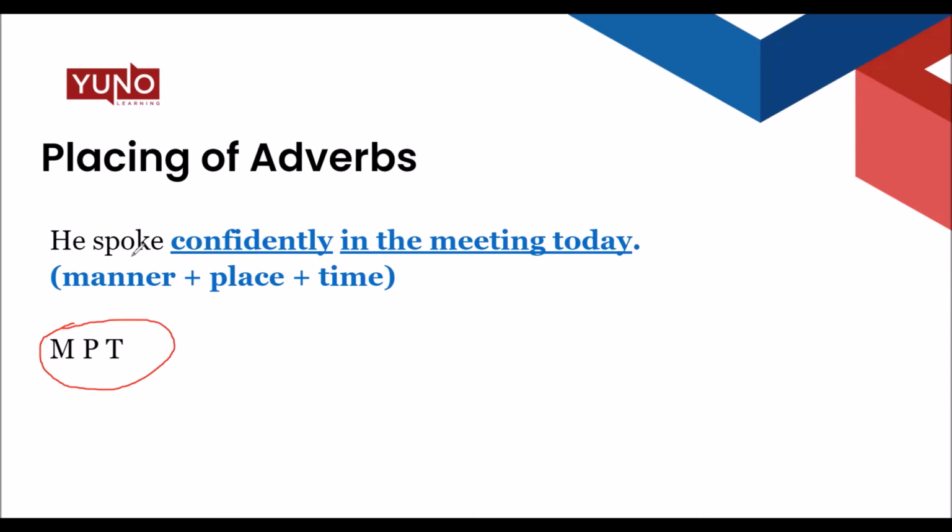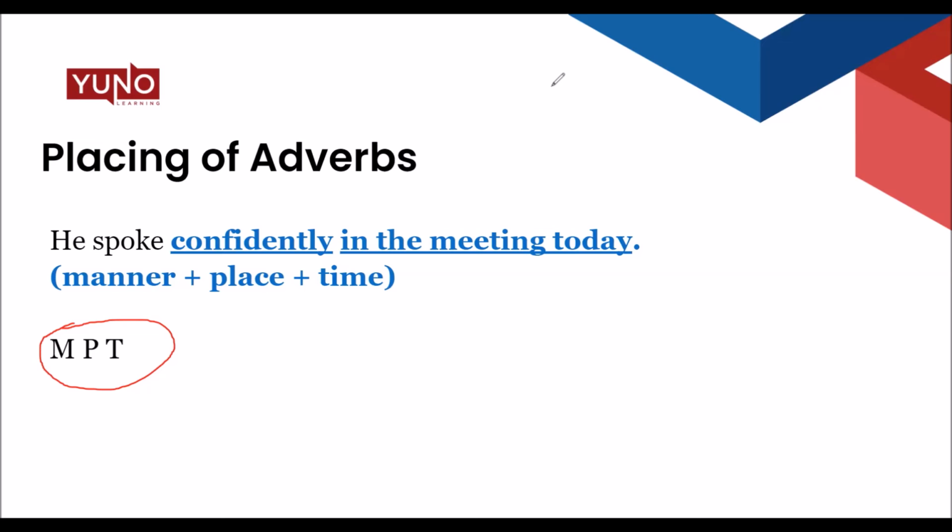So he spoke. How did he speak? He spoke confidently. Where did he speak? In the meeting. When? Today. So he spoke confidently in the meeting today. We won't say he spoke today confidently in the meeting, or he spoke confidently today in the meeting. Now, manner, place, time. Just remember this sequence. Manner, place, time.